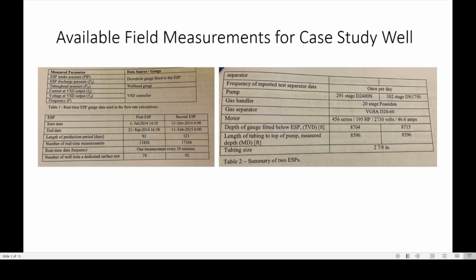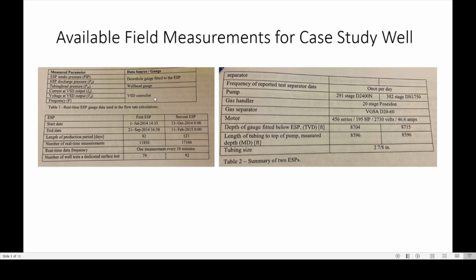Here's the table of information for the two wells, or two ESPs, for the case study. This is the measured parameter that we're going to be using for the study. So your pump intake pressure, your ESP discharge pressure, your tubing head pressure, your VSD output, your voltage at VSD output, and your frequency. And your data source is going to be your downhole gauge, your wellhead gauge, and your VSD controller.